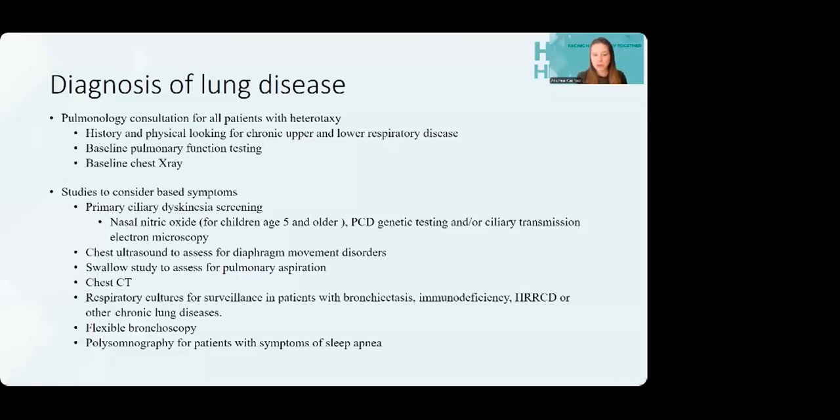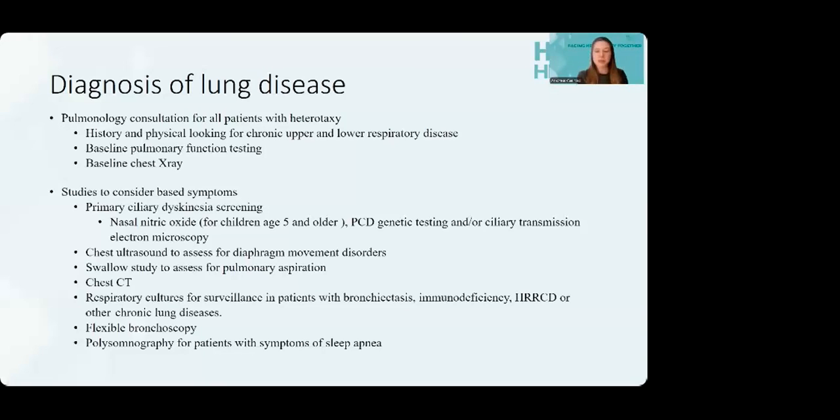Those types of things might be things like respiratory cultures, right? If we find bronchiectasis, if the patient has an immunodeficiency or heterotaxy-related respiratory ciliary dysfunction, we should be looking at cultures to make sure we're screening for problematic bacteria that could be treated before causing more morbidity. Flexible bronchoscopy should be considered in patients if you have concern about abnormal anatomy, injury to the airway, compression to the airway after some of these surgeries we certainly see often.